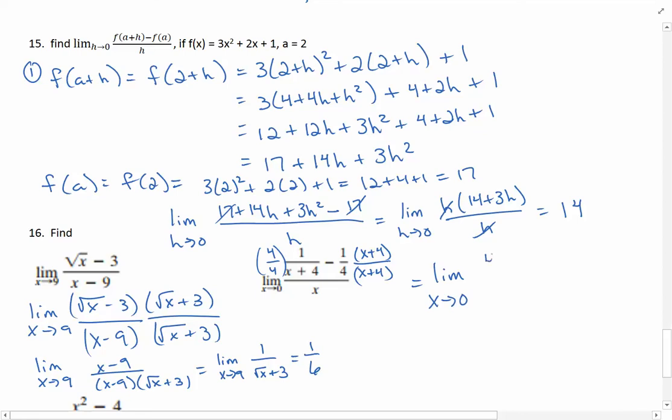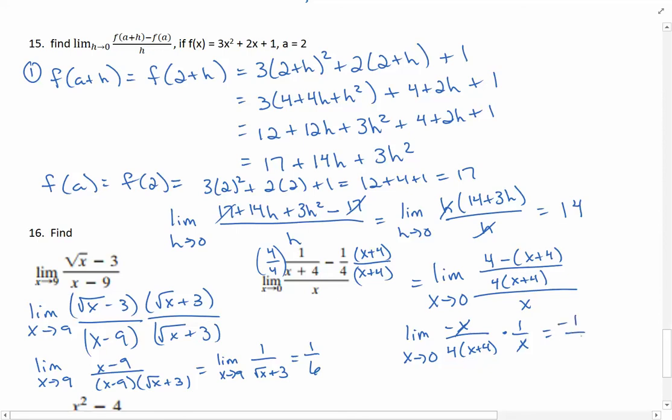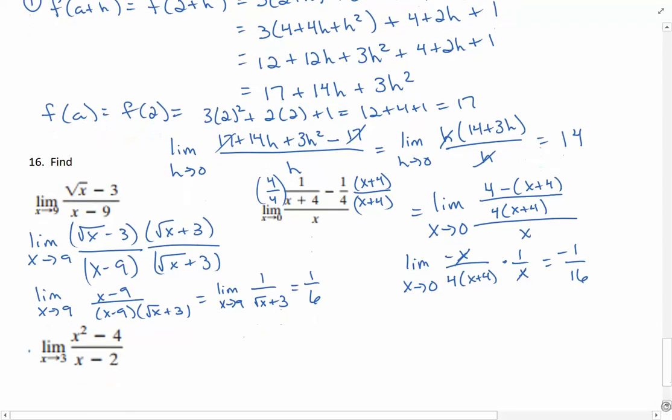So this will be 4 minus x plus 4 all over 4 times x plus 4, and that's all over x. Okay, and then in the numerator, you'll see that your 4's are going to cancel. You get negative x. So this is negative x over 4 times x plus 4, and then you can multiply that by 1 over x, because dividing by x is the same as multiplying by 1 over x, and the x's cancel. And now when you do a direct plug-in, you put 0 in for x, you're going to get negative 1/16.